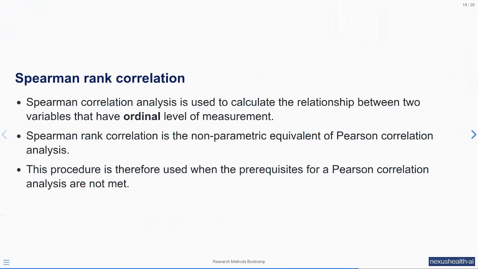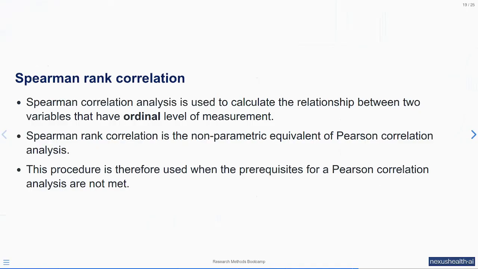You've heard us talk about Pearson's correlation. We come to Spearman rank correlation, and we use Spearman correlation analysis to calculate the relationship between two variables that have ordinal levels of measurement. So Spearman rank correlation is the non-parametric equivalent of the Pearson correlation analysis. The procedure is therefore used when the prerequisites for a Pearson correlation analysis are not met.